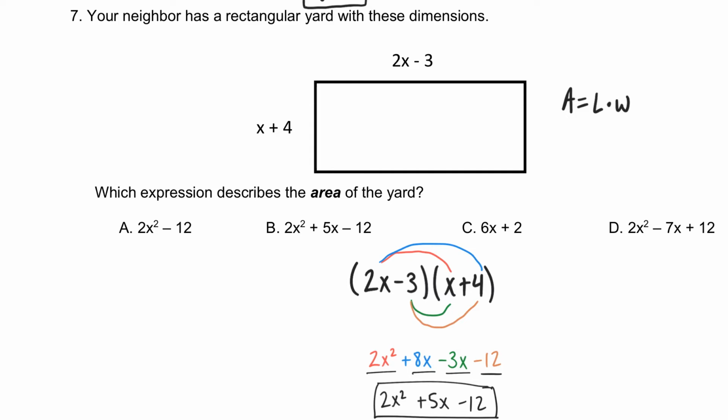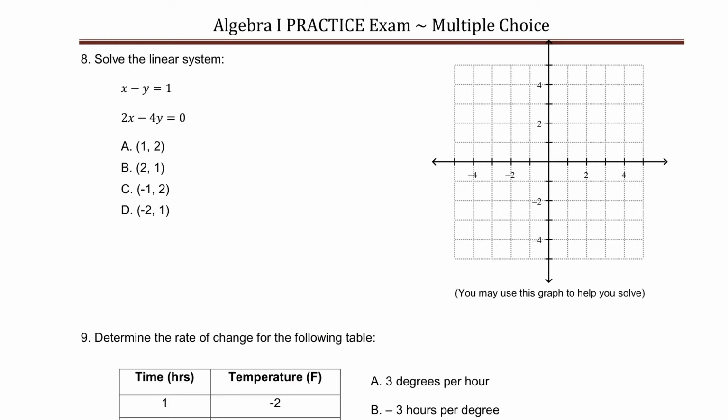All right, so what would our answer be here? We want option choice B for this one. All right, let's look at number 8.